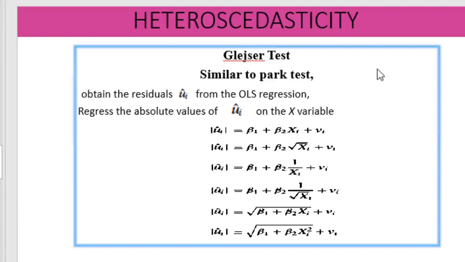Then the second method is the Glejser test. It is similar to the Park test. After obtaining the ui cap from the OLS regression, Glejser suggests that we regress the absolute value of ui cap on the xi variable. That is, instead of regressing the squared residual as in the Park test, here we regress the absolute value of ui cap equal to beta 1 plus beta 2 xi plus vi. And he has given the following functional forms also for explaining the test. Here the independent variable can take different functional forms.